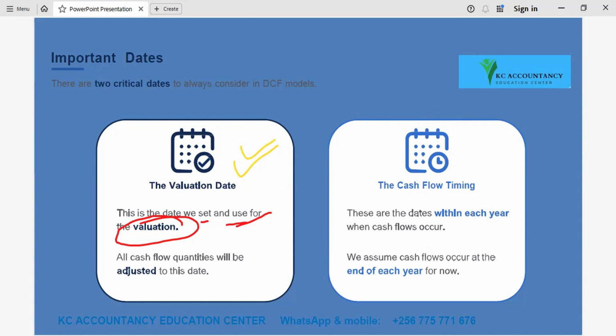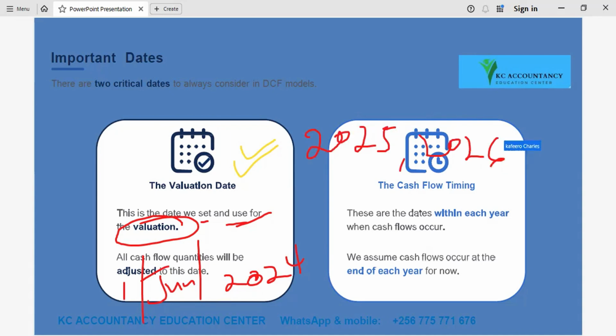In other words, if you say that in 2024, that's our valuation date, maybe let's say June 1st, then this June 1st is going to be our valuation date, meaning all the cash flows we anticipate, we shall start forecasting the cash flows of 2025. We go to 2026, 2027, up to maybe 2030. So all these cash flows will be discounted back to 2024. Here is going to be discounting.